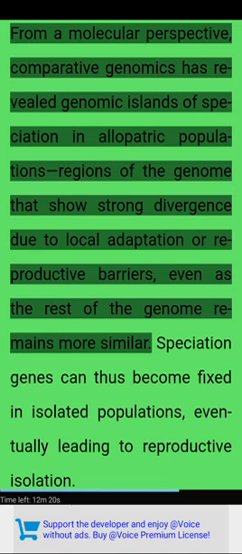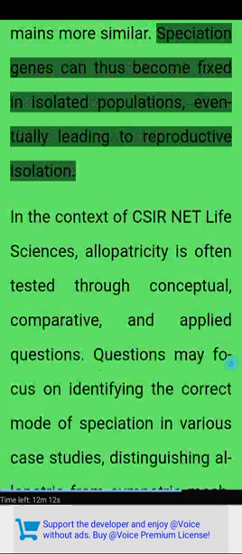From a molecular perspective, comparative genomics has revealed genomic islands of speciation in allopatric populations, regions of the genome that show strong divergence due to local adaptation or reproductive barriers, even as the rest of the genome remains more similar. Speciation genes can thus become fixed in isolated populations, eventually leading to reproductive isolation.